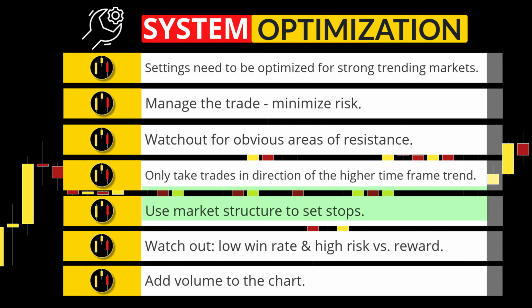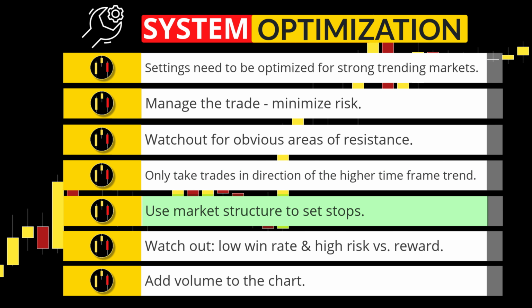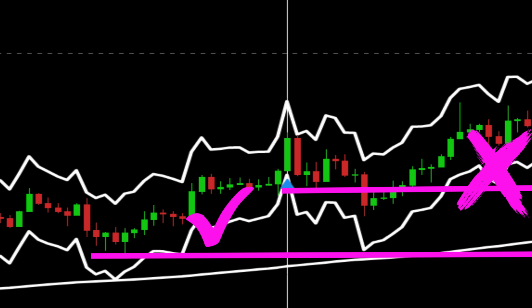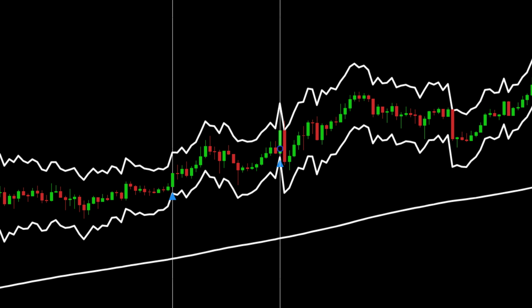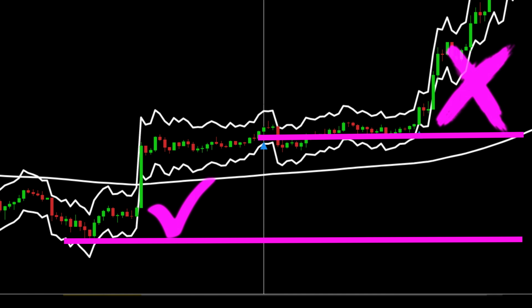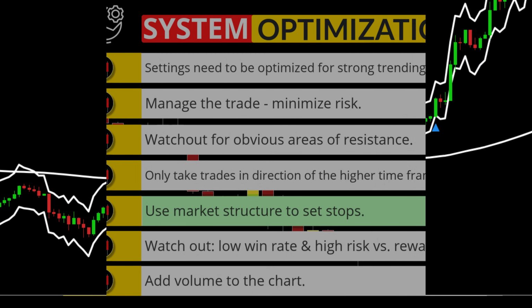This next optimization tip relies on some simple subjectivity, but can have a huge effect on your win rate. Setting your stop at the previous swing low if you are longing, or previous swing high if you are shorting, can save you in many instances.